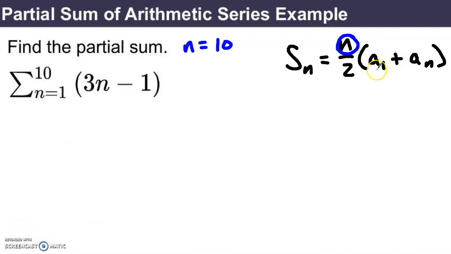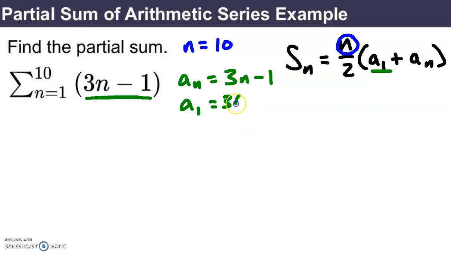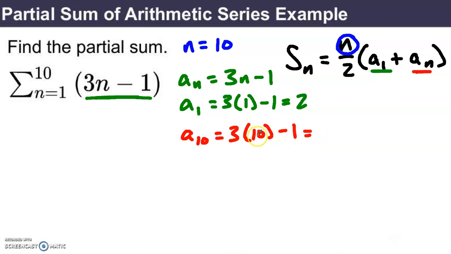I need to know what the first term is, what a sub 1 would be. If this is my rule for a sub n, what would a sub 1, the first term, be? Well, if I let n be 1, I get 3 times 1 minus 1, which is 3 minus 1, 2. And the last thing I need to know is what's the last term? What's the nth term? And if n is 10, I need a sub 10. And I can find that the same way I found a sub 1, just replace n with 10 this time. What's the 10th term in this arithmetic sequence? Well, 3 times 10 is 30, and 30 minus 1 is 29.